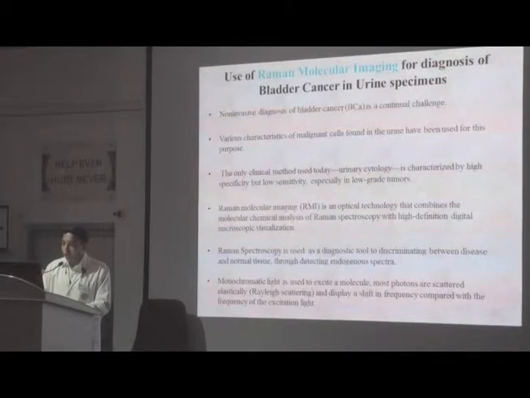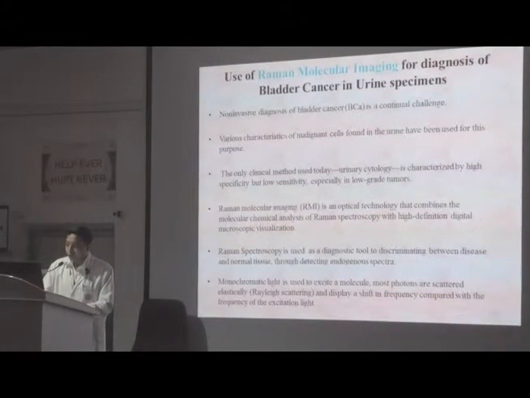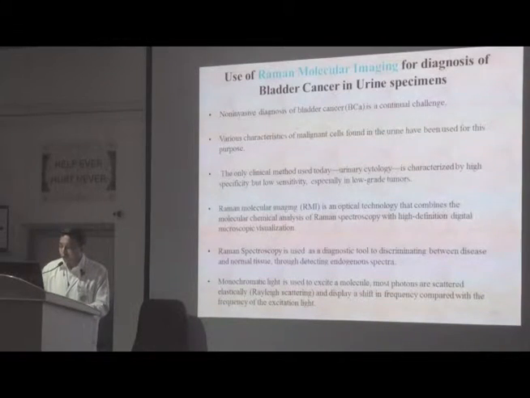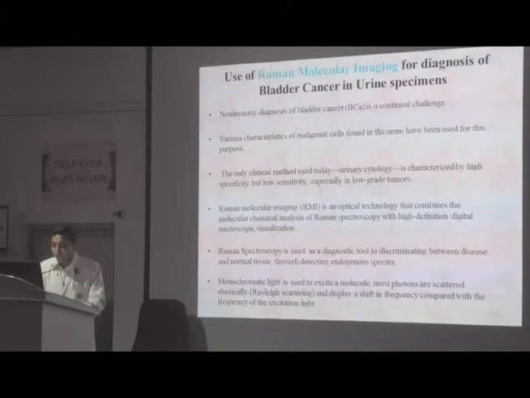Raman molecular imaging is an optical technology that combines the molecular chemical analysis of Raman spectroscopy with high definition digital microscopic visualization. Raman spectroscopy is used as a diagnostic tool for discriminating between disease and normal tissue by detecting endogenous spectra. Monochromatic light is used to excite a molecule. Most photons are scattered elastically, that is Rayleigh scattering takes place, and a displayed shift in frequency compared with the frequency of the excitation light.